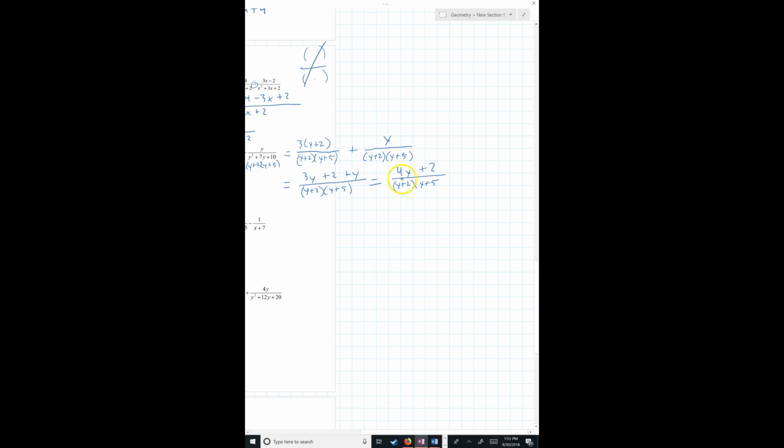Now I could factor the 2 out of that. That would leave me with a 2 times 2y plus 1, which doesn't cancel with anything down there, so I'm not going to bother doing that. So I've got to finish this by going 4y plus 2, and then multiply these back out. So that would be y squared plus 7y plus 10.